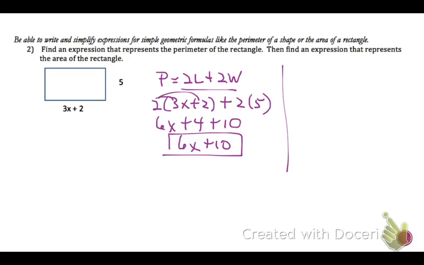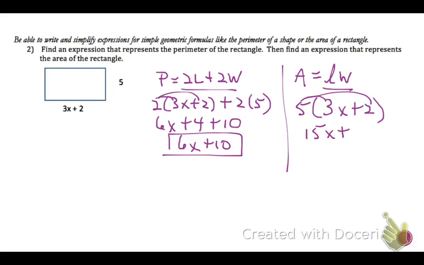Now to find an area of a rectangle, we take length times width. So we know the value of the width, which is 5, and expression for the length, which is 3x plus 2. And then to simplify, we just follow the math, which is to distribute. And then we end up with 15x plus 10, which is an expression that represents the area of this rectangle.